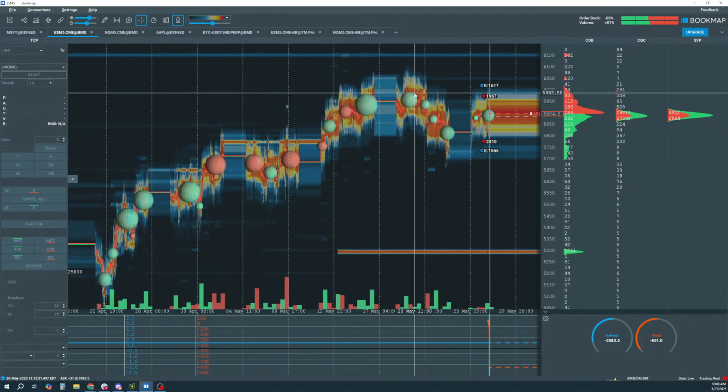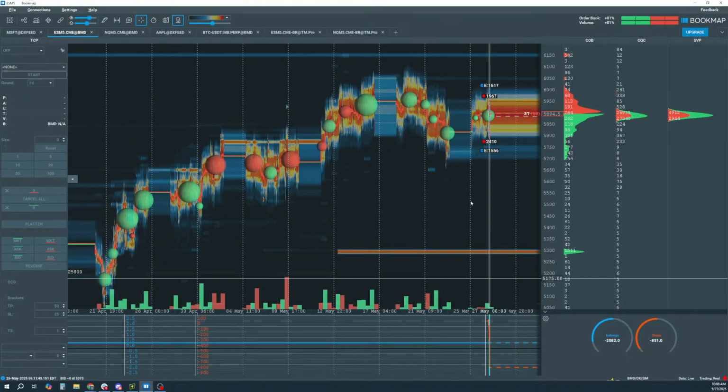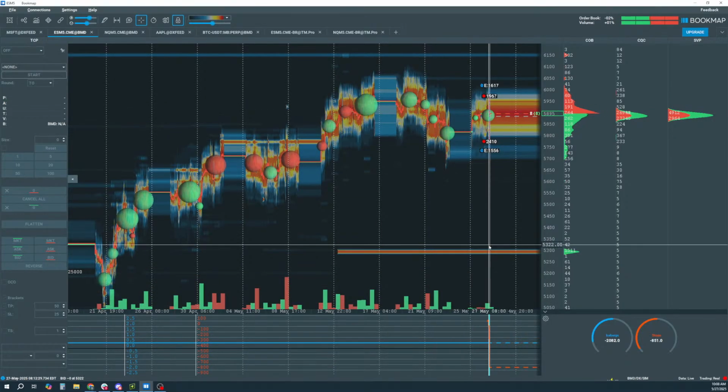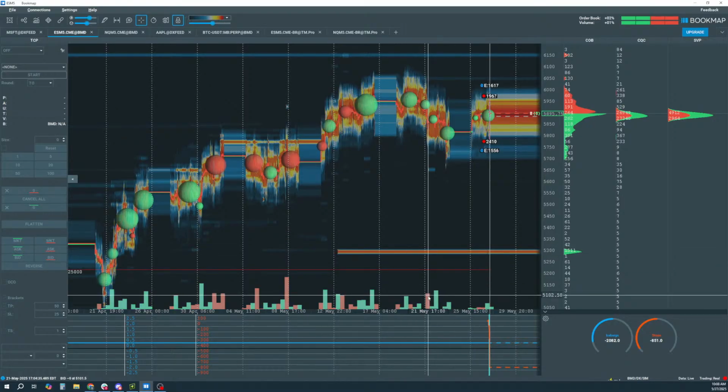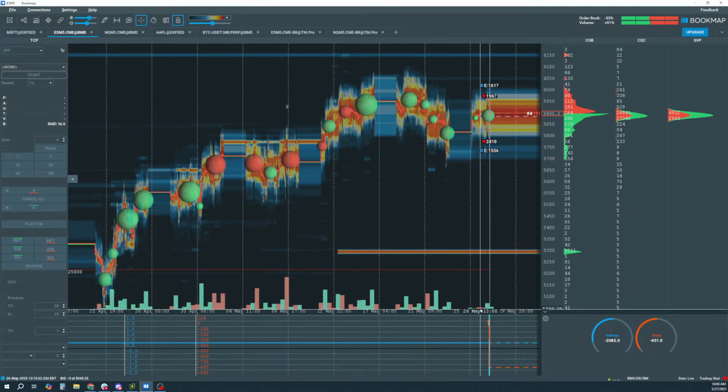I still see more buying than selling. Now we look down at the volume bars or the volume dots, and you can see that there is more buying than selling. However, it's starting to, we'll see how this plays out today.